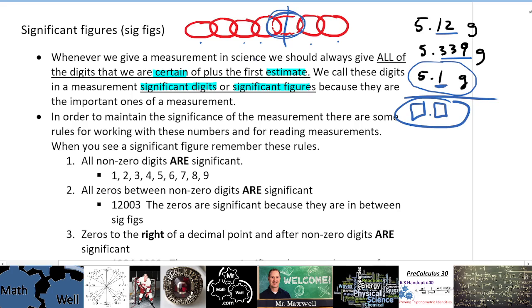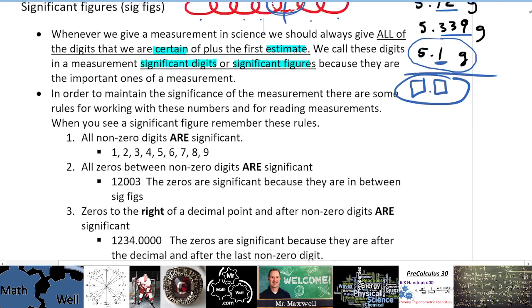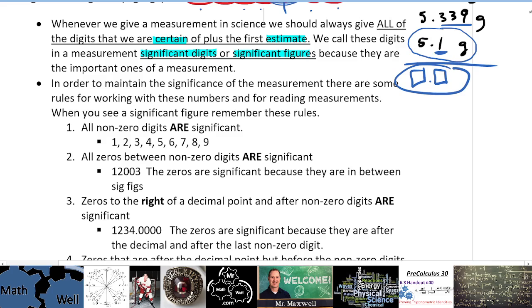All right, so how do we determine how many significant figures measurements have? Let's work on some of these rules here, okay? And how many of you remember doing this before in any science class before? Yeah? Okay, so you've seen this before, hopefully? About half of you raise your hand? All right, well, it's not that hard. In order to maintain the significance of a measurement, there are some rules for working with these numbers and for reading the measurements. So when you see a significant figure, remember these rules.